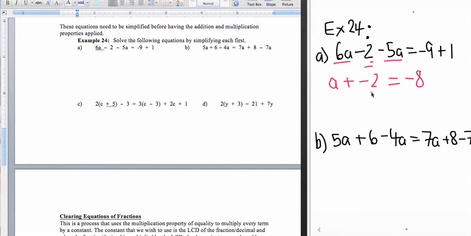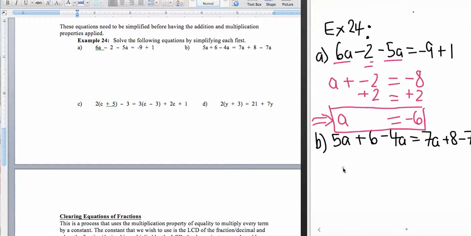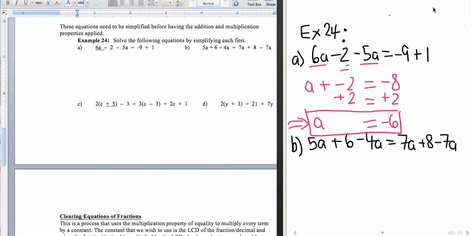So I need to remove the negative 2 from this left side. It's being added to the a, so I want to add its opposite. So I'm going to add a positive 2 to this side and then to this side as well, because I want to create an equivalent equation. What I do to the left, I do to the right. And then in simplifying that, a plus 0 is a, negative 2 plus 2 is 0, and that's equal to negative 8 plus 2, which is a negative 6. And there we go. That's my final answer. A equals negative 6.